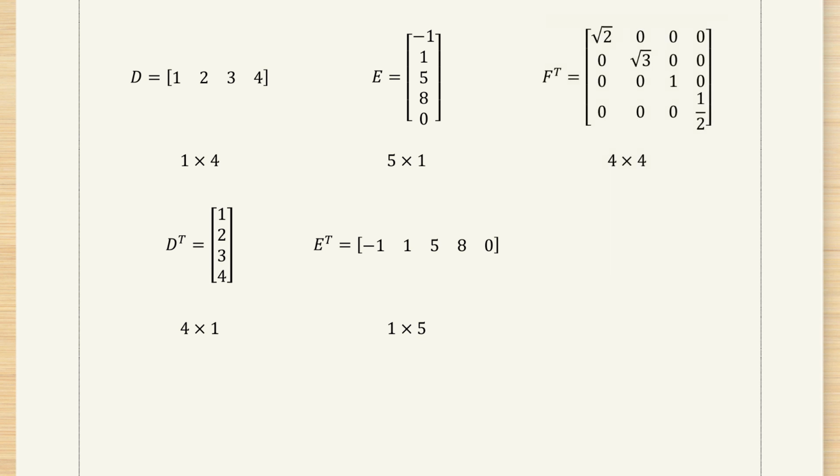Matrix F is kind of interesting. Matrix F is diagonal. There are non-zero entries along the main diagonal, and zeros everywhere else. When we take the transpose of F transpose, we get back the original matrix F. The entries along the main diagonal stay put. Everything else flips across the main diagonal, but everything else happens to be zeros, so we don't really see any difference between F transpose and F. Moreover, F transpose is 4 by 4, it's a square matrix. F is also a 4 by 4 square matrix.